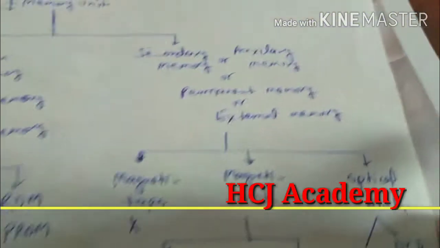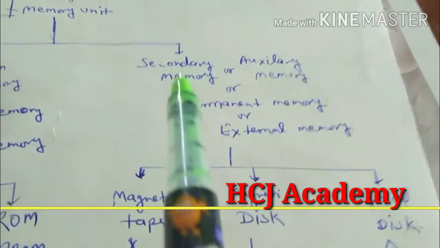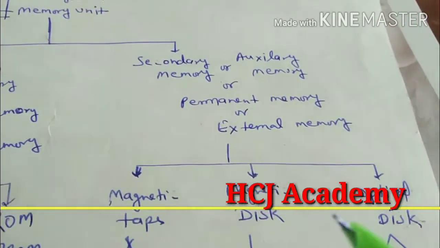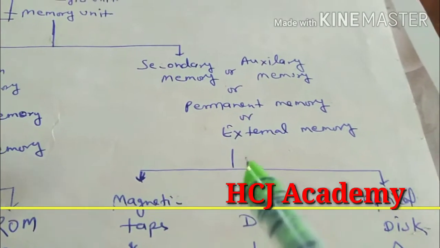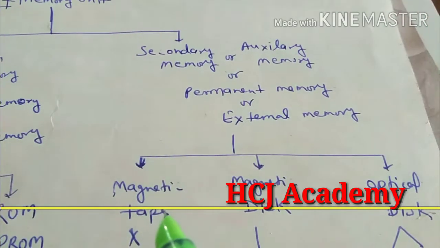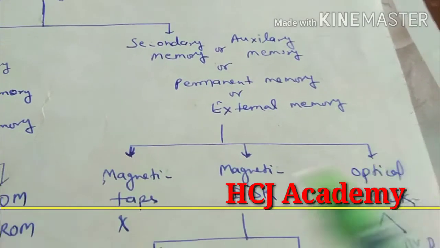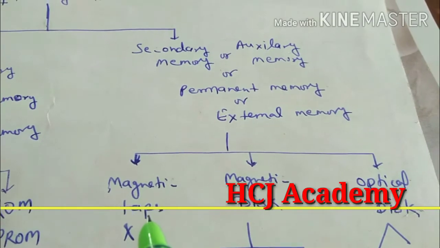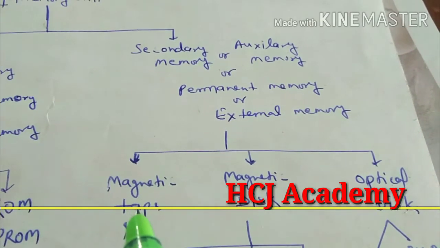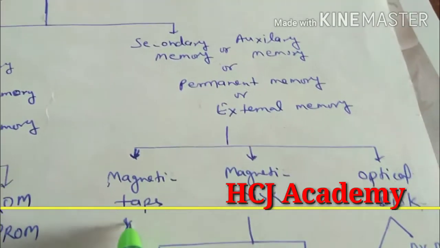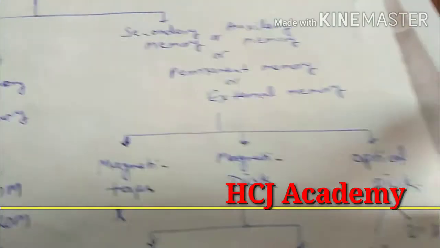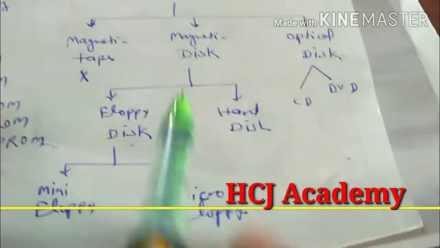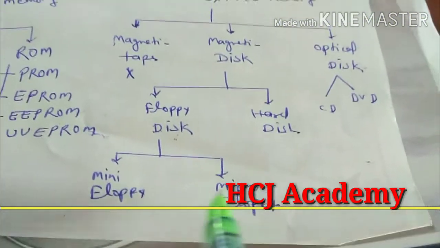And secondary memory, I have already told you, stores data in permanent form. This memory is further classified into magnetic tape, magnetic disk and optical disk. Magnetic tape stores data in serial, sequential form, but this tape is not used these days. Magnetic disk is further classified into floppy disk and hard disk. Floppy disk has two parts, mini floppy and micro floppy.